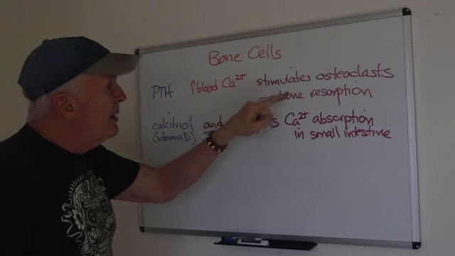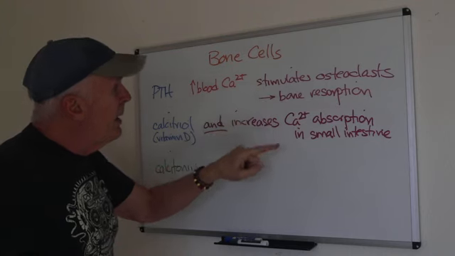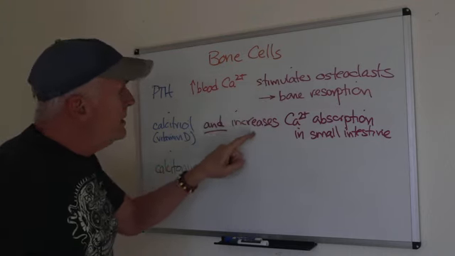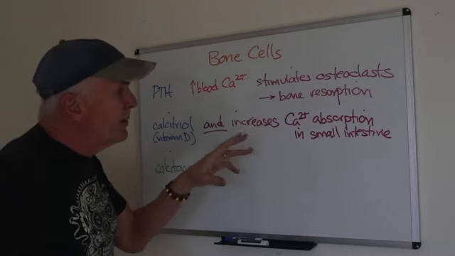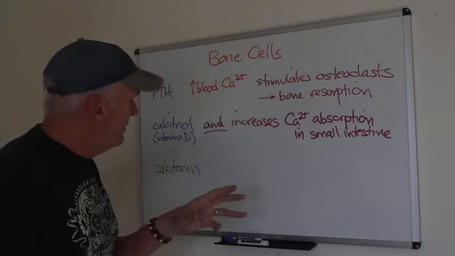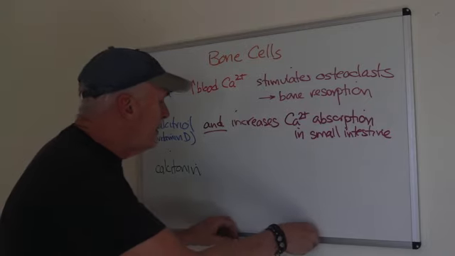So notice I put PTH and calcitriol in the same color because they both raise blood calcium. They do it by stimulating osteoclasts to do bone resorption, and vitamin D in particular also increases calcium absorption in the small intestine.